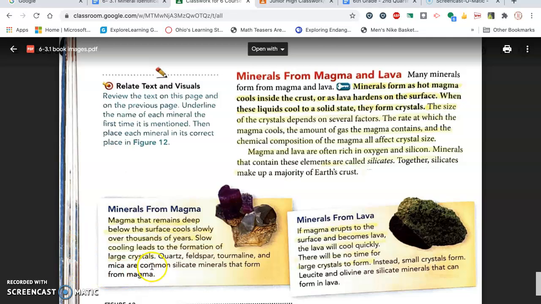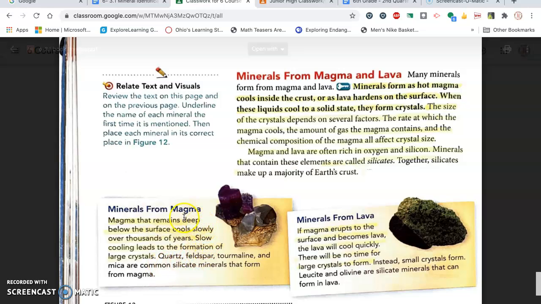And so you're going to see minerals like crystal or quartz form this way, where you have magma that cools underneath the surface of the earth in a very slow process, and large quartz crystals are formed.